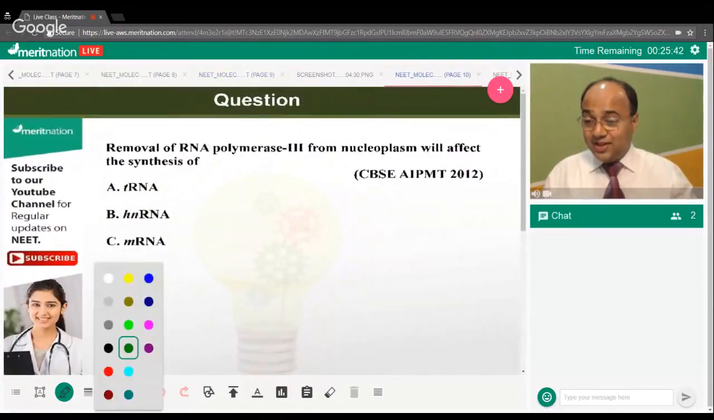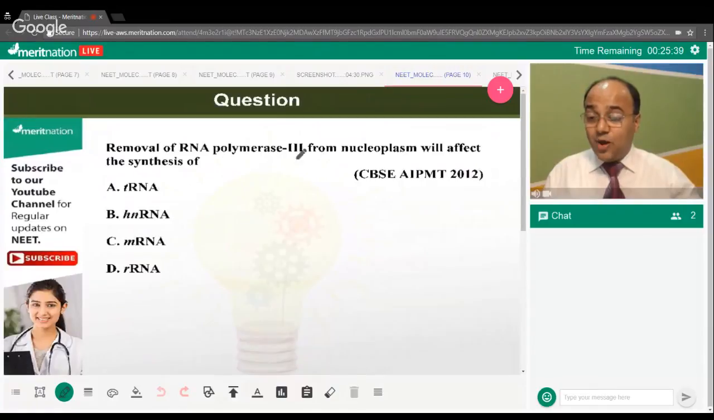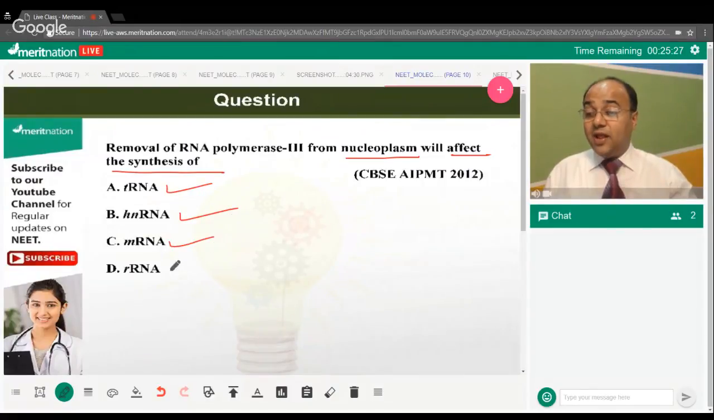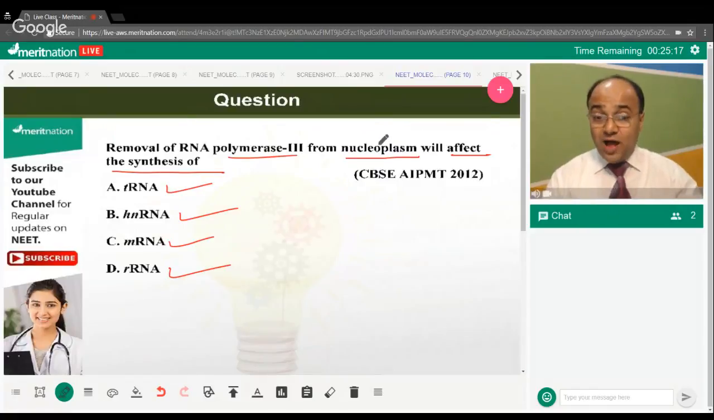And the next question says removal of RNA polymerase 3 from nucleoplasm will affect the synthesis of what? Will it affect the synthesis of tRNA, hnRNA, or mRNA or rRNA? Okay, well, I am talking about RNA polymerase 3, and I am removing it from the nucleoplasm, of course, of a eukaryotic cell, because there is no separate nucleoplasm in a prokaryotic cell. No, the answer is A.